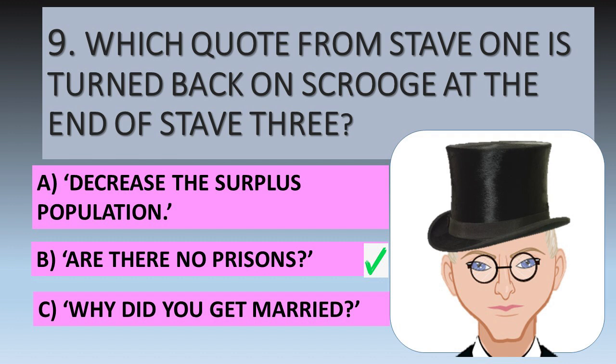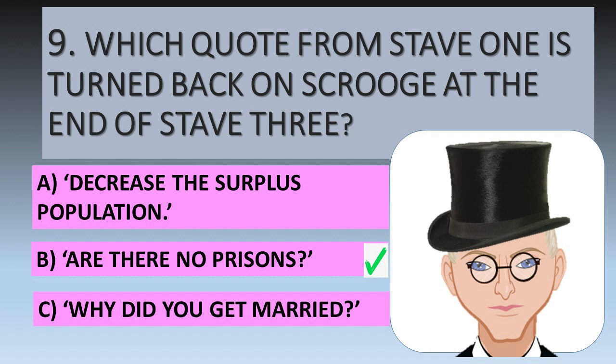Question number 9. Which quote from Stave 1 is turned back on Scrooge at the end of Stave 3? So, "decrease the surplus population" is used as an ironic echo back to what Scrooge said to the charity collectors in Stave 1 when we see Tiny Tim and Scrooge is told that Tiny Tim will die. Ghost of Christmas present says that he should hurry up and do it and decrease the surplus population, which is a reference to what Scrooge said about the poor in Stave 1.